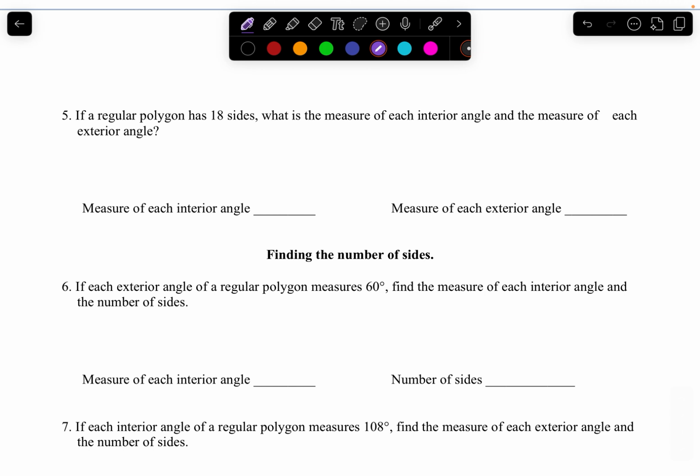Number 5, same process. I'm going to skip this one just because I want to keep this video short and we still have stuff to talk about.